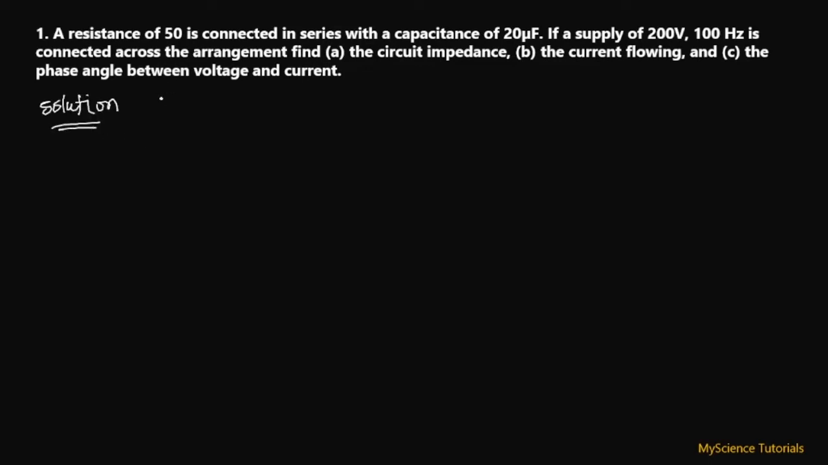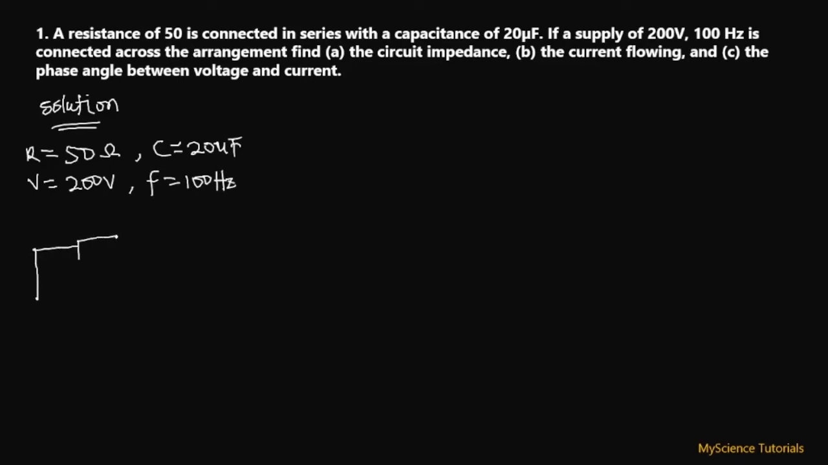Okay, so we have a resistor that has a resistance of 50 ohms given to us in the question, and we've been told it is connected to a capacitor of capacitance 20 microfarad. We also have our applied voltage, or the root mean square voltage, to be 200 volts, and then frequency to be 100 hertz. All right, so let's go ahead and draw the circuit diagram for this particular problem.